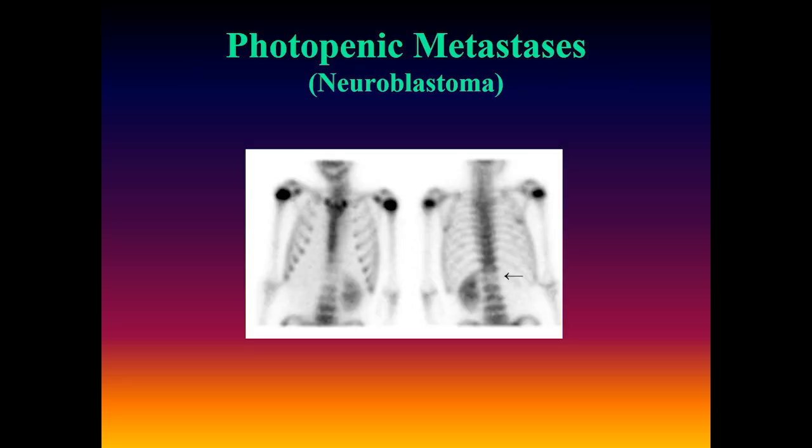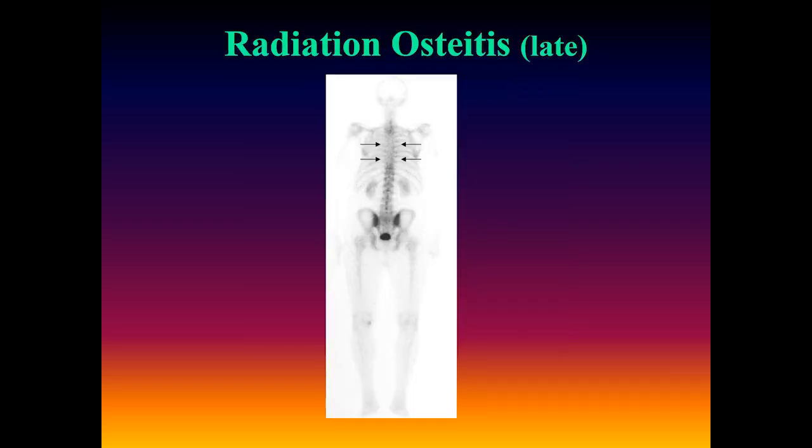This is a photopenic metastasis in L1, metastatic disease from neuroblastoma. Note the uniformly decreased area of activity in the upper and mid-thoracic spine. These are the late effects of previous radiation therapy. In general, decreased uptake begins about 2 months after completion of treatment and reaches a nadir by 6 months. Occasionally, over time, activity in the irradiated bone may return to pre-treatment levels.